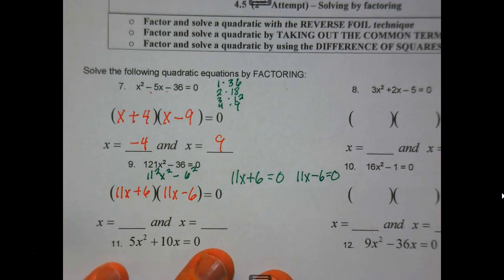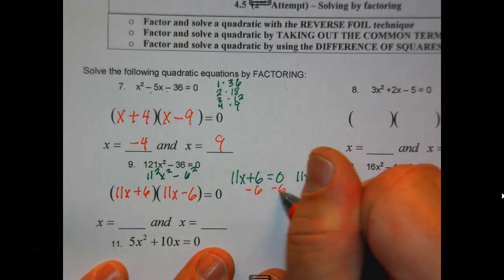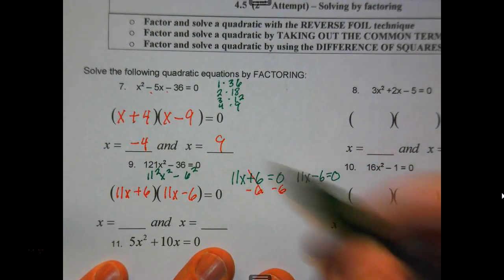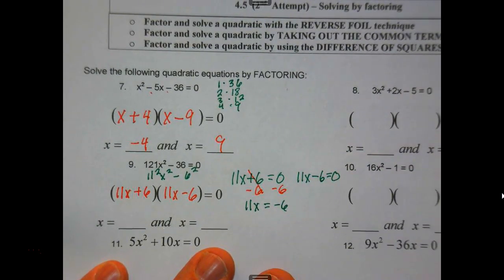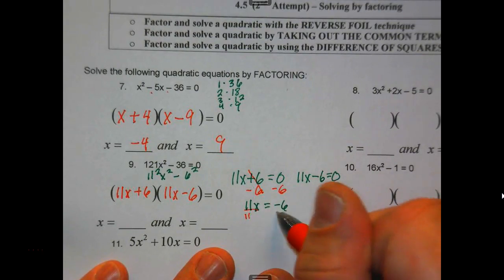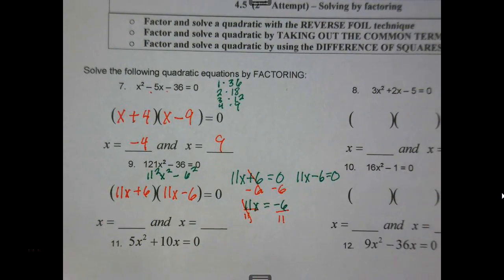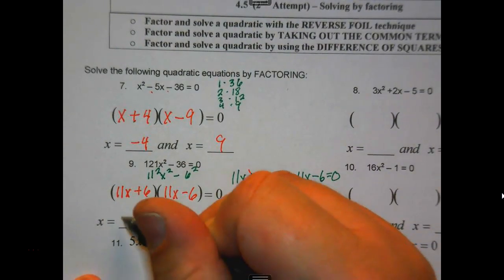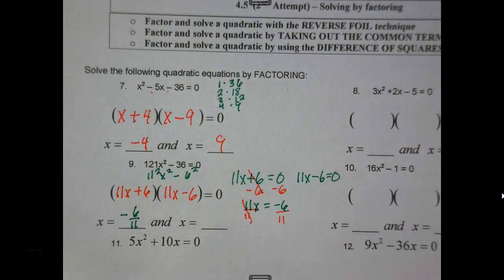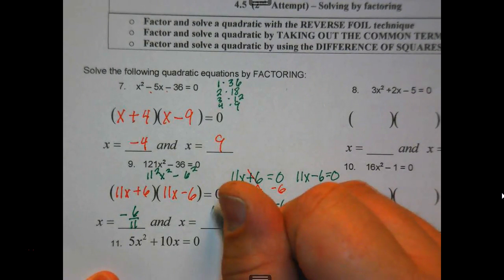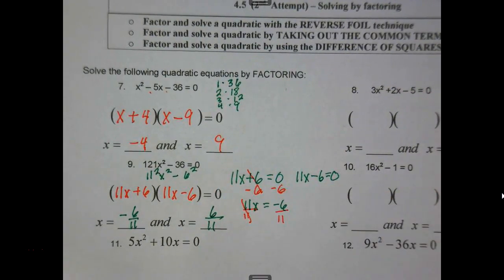Okay, let's see, subtract 6, subtract 6. I get 11x equals negative 6, divide by 11, divide by 11, and what does x equal? Negative 6/11. And yeah, it would just be positive 6/11. Thanks. I was waiting for somebody to say that.